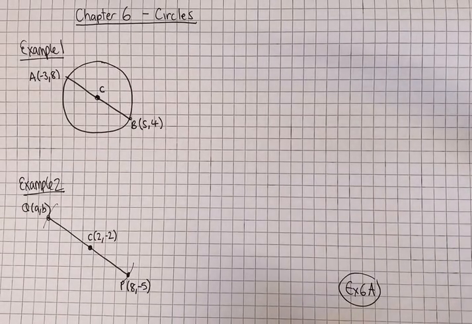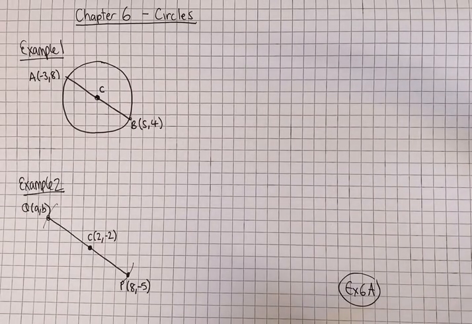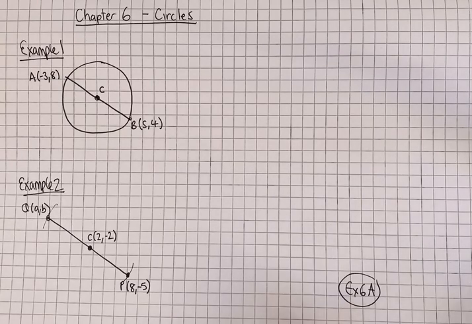Okay, this is the first lesson on Chapter 6, Circles, in the Year 1 Pure course. And we're firstly going to be dealing with midpoints and perpendicular bisectors. So let's look at the first example.